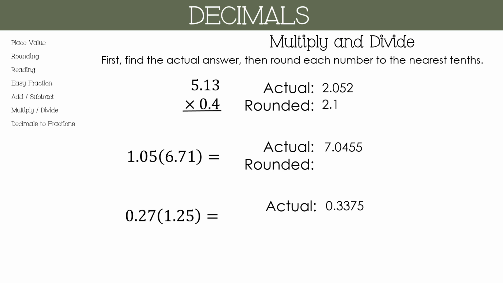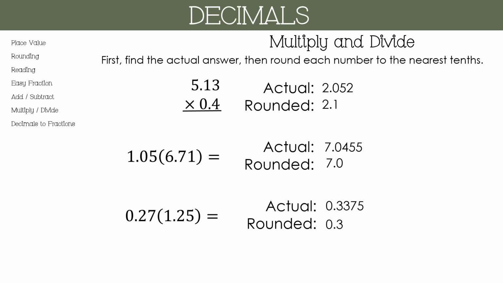What about the next one? Did you get 7.0 or just 7? You are correct again. We would underline the 0 because that's the tenths place. Then we look next door to the 4. Well, 4 is 4 or smaller, so we would just leave the underlined place alone. Try the last one. Let's see how you did.